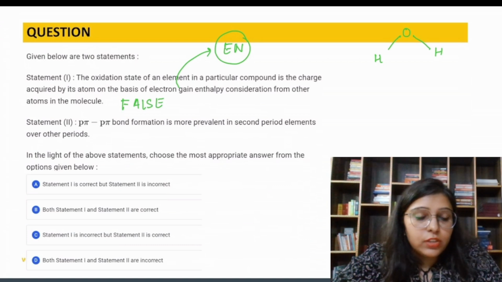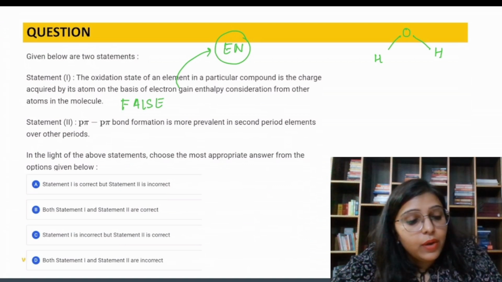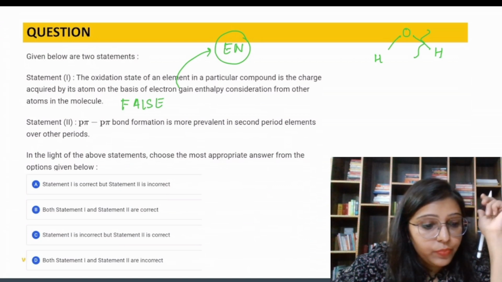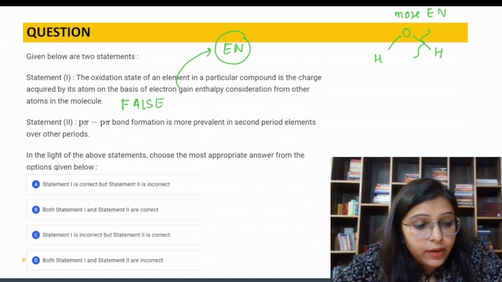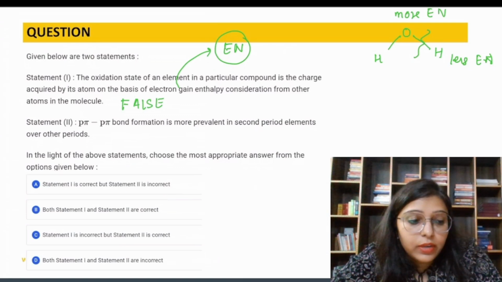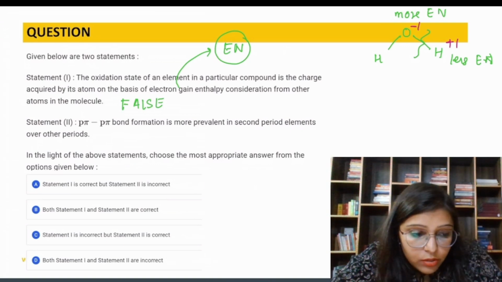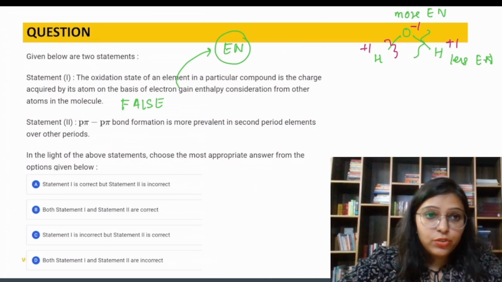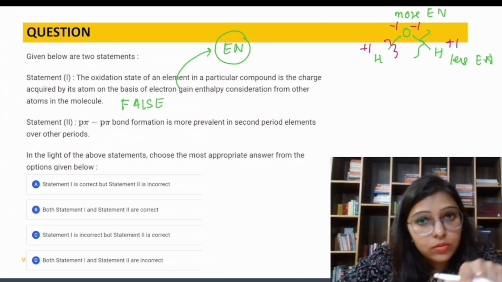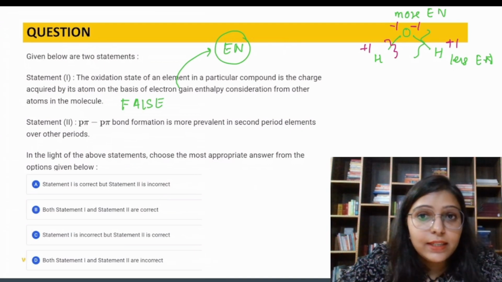Water molecule. First of all, oxidation state is a hypothetical concept, already discussed in the redox lecture. So if I break this bond, we know that oxygen is on the right-hand side in comparison to hydrogen. So oxygen is more electronegative and hydrogen is less electronegative. If I dissociate this bond, then hydrogen is going to carry a +1 charge because there is one bond, right? And oxygen is going to carry a -1 charge. If I dissociate this other bond, again hydrogen carries +1 charge and oxygen carries -1 charge. So it is based on electronegativity, not on electron gain enthalpy. So the first statement is going to be false. It is incorrect.